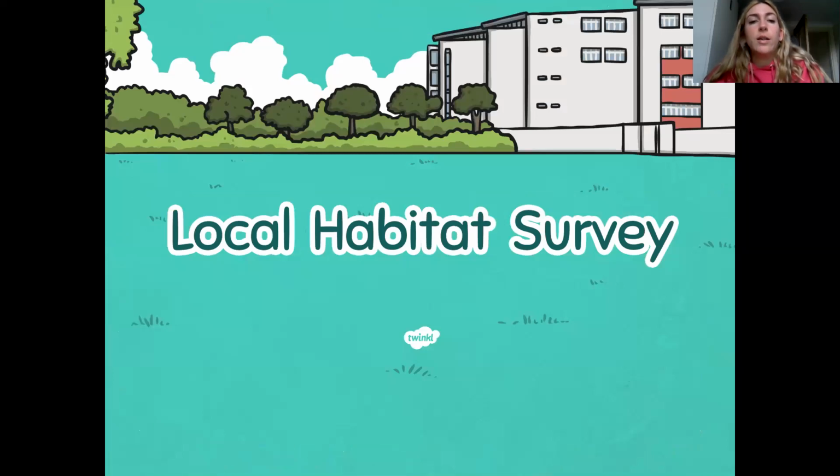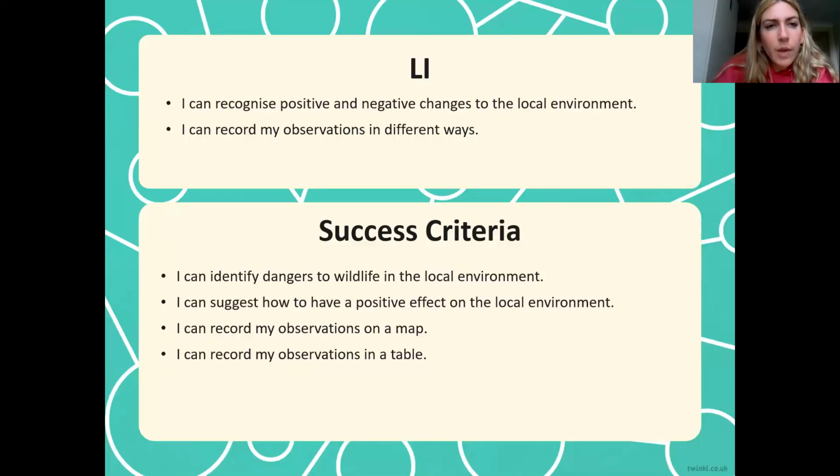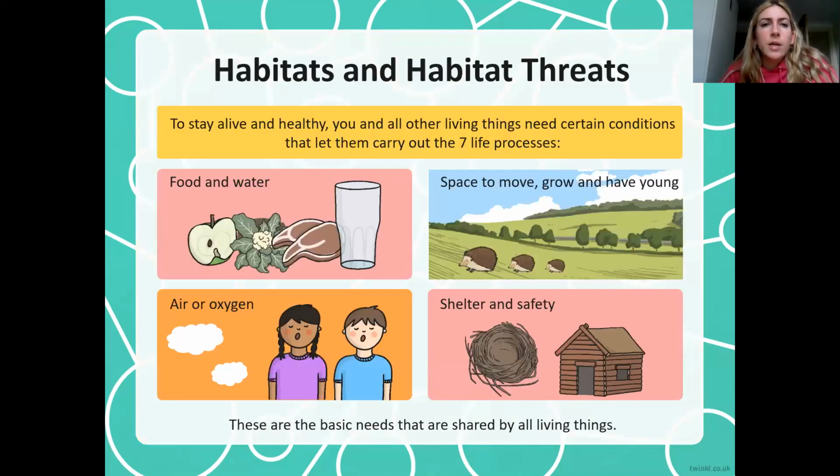We are looking at the local habitat, like I said. Our learning intention is to recognize positive and negative changes to the local environment and record observations of different ways that we can help the environment. So, habitats and habitat threats.